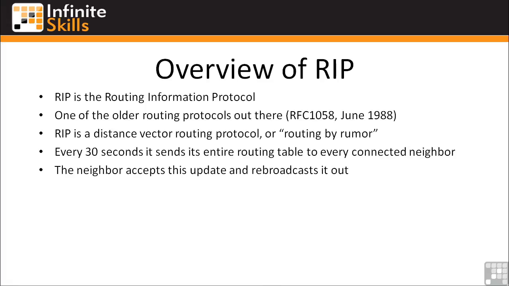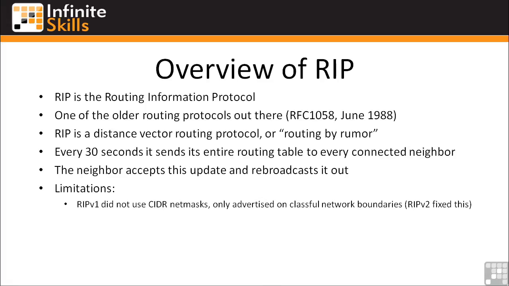The neighbor, or the router that received the broadcast or the multicast, accepts this update, puts it in its routing table, and rebroadcasts that combined routing table to all of its neighbors. So you'll recall when we talked about convergence, you can see how RIP has a very high convergence time because every router in your network requires 30 seconds to realize that one of its neighbors has sent it an update for a network that no longer exists. So there are some limitations of RIP, which is why it's not really used on big networks.